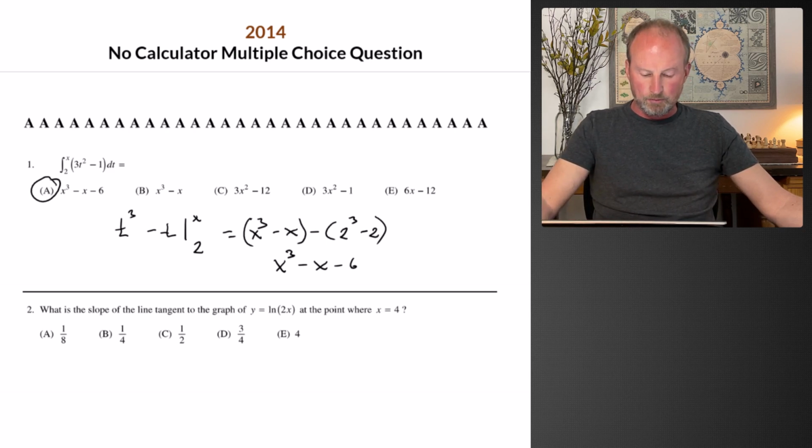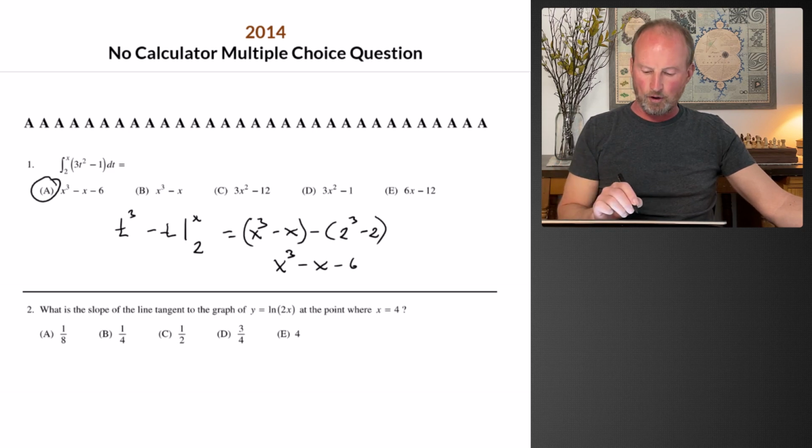Okay, so question number 2. What is the slope of a line tangent to the graph? As you read, you want to try to translate words into calculus terms, calculus notation. Slope, I'm thinking derivative. So I want to take the derivative, so I want y prime.